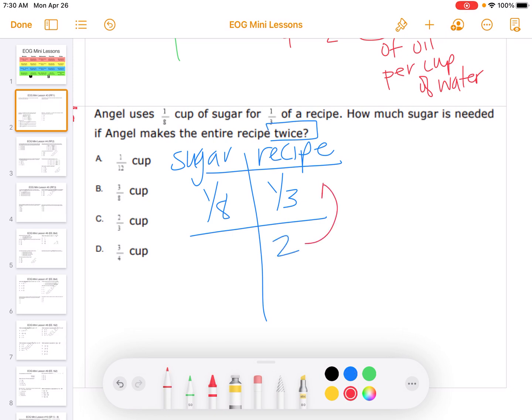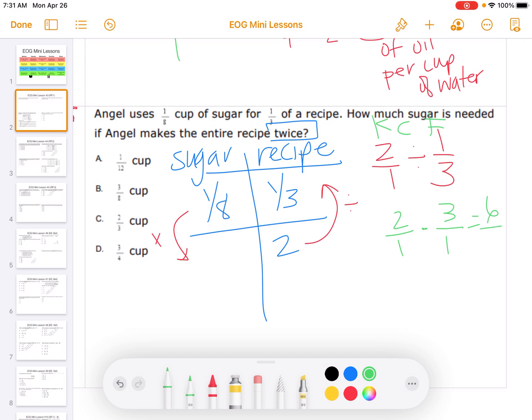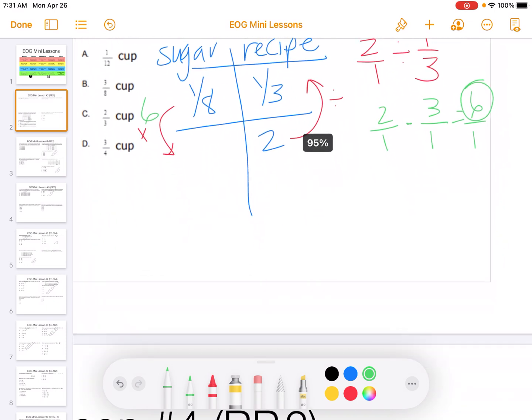So I'm going to divide going up, and I'm going to multiply coming down. So I have 2 over 1 divided by 1/3. So I'm going to keep, change, flip. 2 over 1 times 3 over 1, and I get 6 over 1. So I'm going to do 1/8 times 6. And I get 6/8. But 6/8 isn't an option.